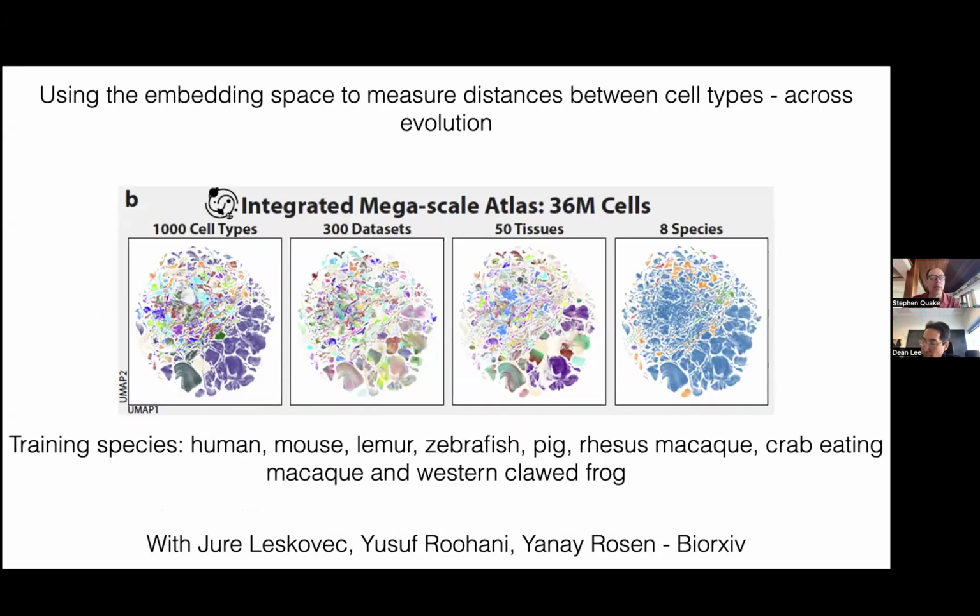We trained the model initially on 7 or 8 species: human, mouse, lemur, fish, pig, other primates, and frog. When I say we, I mean 2 very talented students, Yusuf Rouhani and Yane Rosen, who were actually doing the heavy lifting on this. And you can see across those 8 species, it's primarily human. Next most common is mouse, and the other species are there at a lower representation. But as you'll see, we proved the principle of looking at multiple species. And this was roughly 50 tissues, 300 data sets, 1,000 cell types.